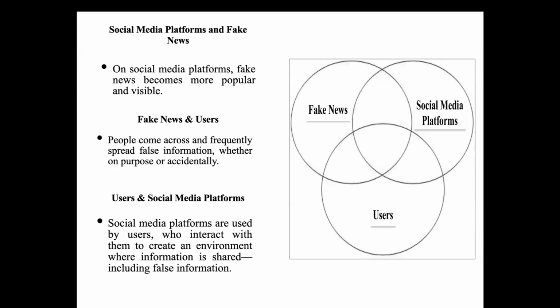So if you see this diagram here, it shows the correlation between fake news, social media platforms, and users. Coming to social media platforms and fake news, on social media platforms, fake news becomes more popular and visible. Coming to fake news and users, people come across and frequently spread false information, whether on purpose or accidentally.